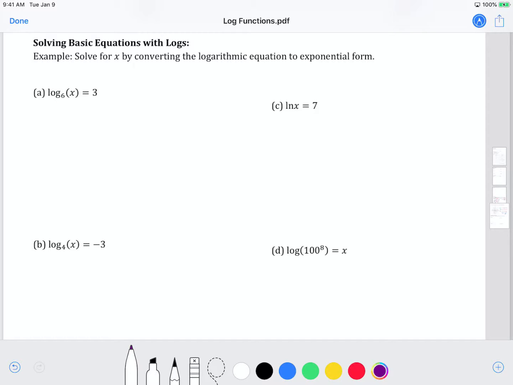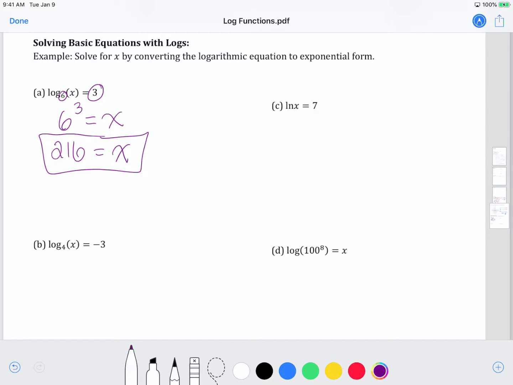So in example A, this is my base, and this would be my exponent. So I would rewrite this as 6 to the third is equal to x. So my answer would be, when I take 6 to the third, 216. So x is 216.